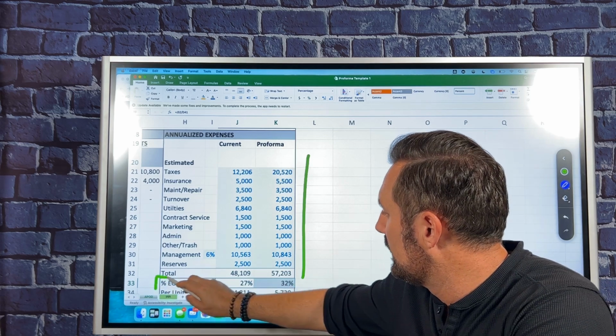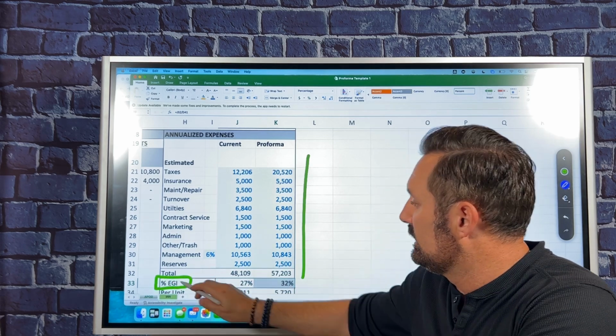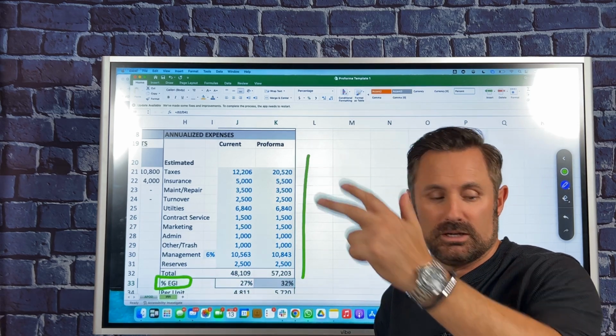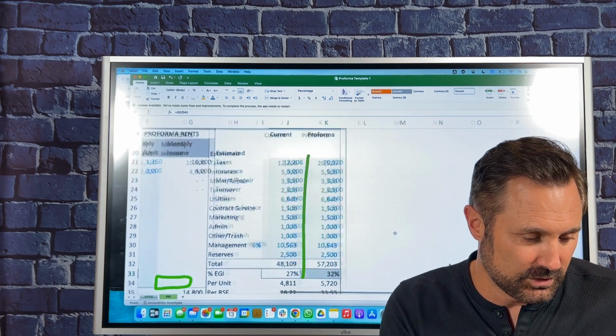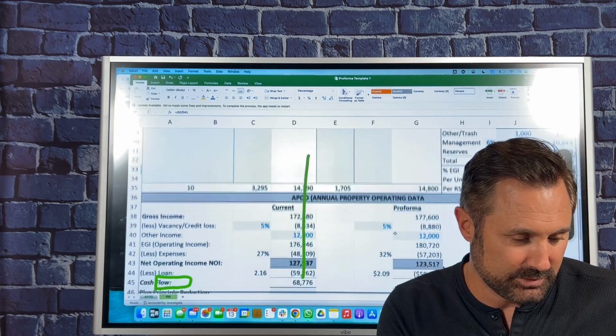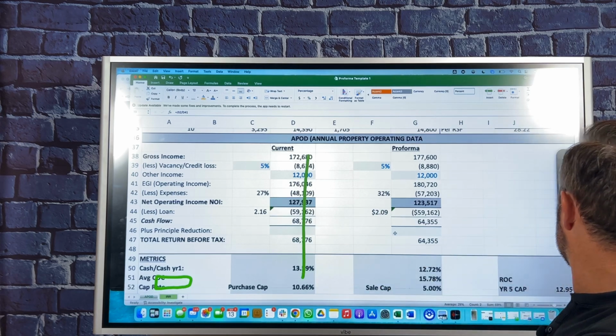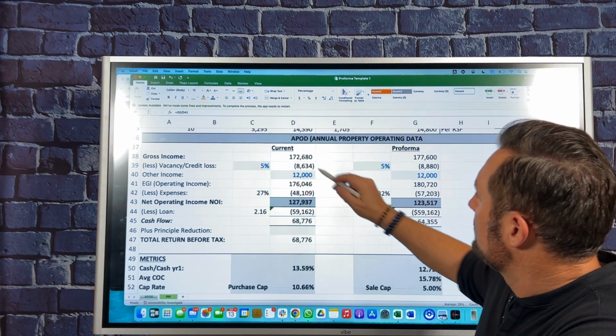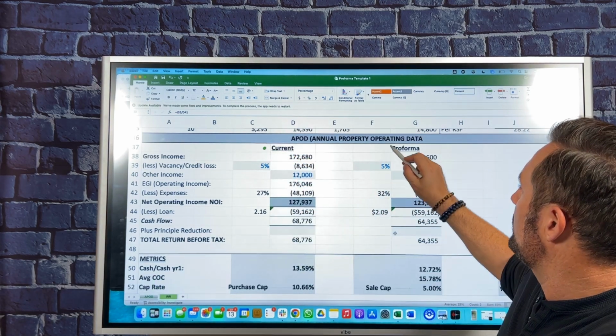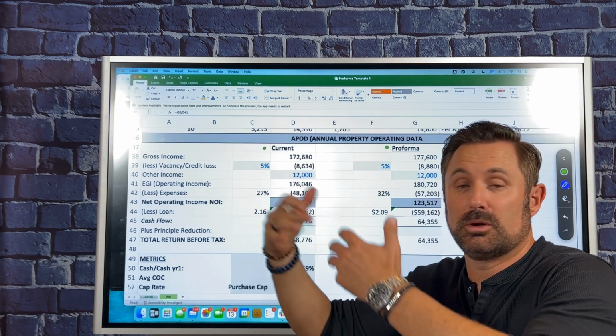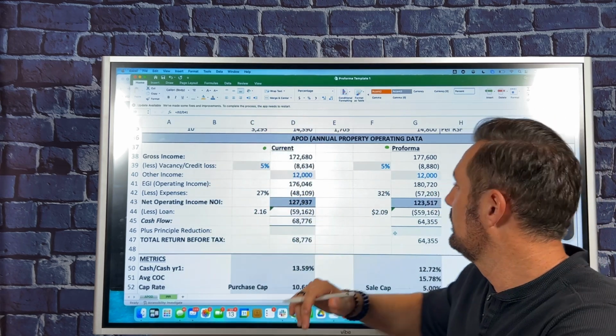Percentage of EGI. Let me show you what this means. EGI stands for effective gross income. You get your effective gross income, which populates over here. So this is auto-populated, a lot of it down here, okay? It's taking the current situation on the property and then the pro forma, meaning, hey, what can we do with it? What does it look like in the future?